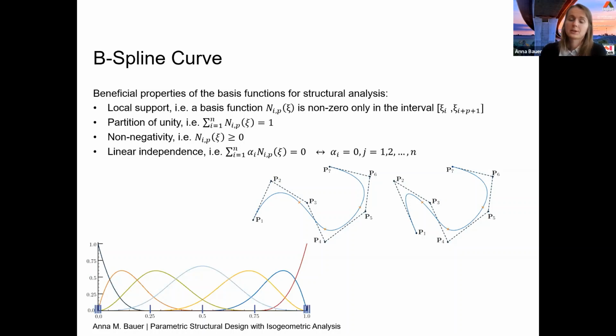The B-Spline curve has several advantages for the structural analysis. So we have only a local support. It's also nice for just the design. So if we change one part of the geometry, not the whole geometry is changing, but only like in a local area, which is quite beneficial. And we have some other features like partition of unity, non-negativity of the basis functions, and a linear independence.